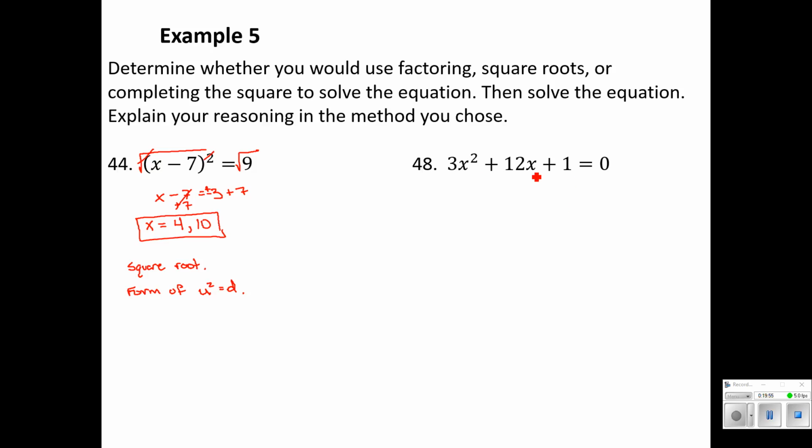All right, number 48, well, we don't have that nice form to use square roots, so that one's out. Maybe we should try factoring. 3 times 1 is 3. What multiplies to be 3 and adds up to 12? Yeah, good luck. All right, well, let's try completing the square. So here we'll get it set up: 3x squared plus 12x, and something where we complete the square. We want to subtract that 1 over to the other side.